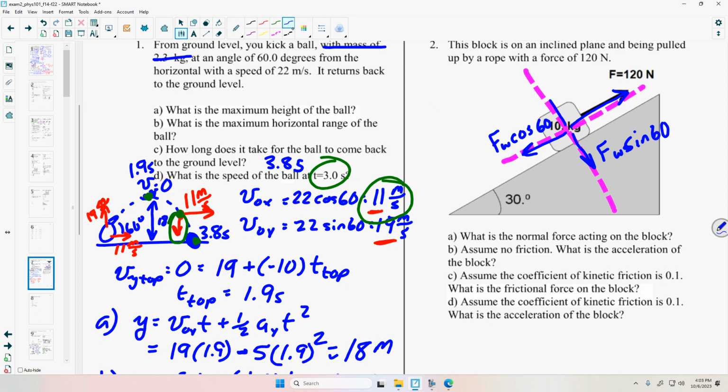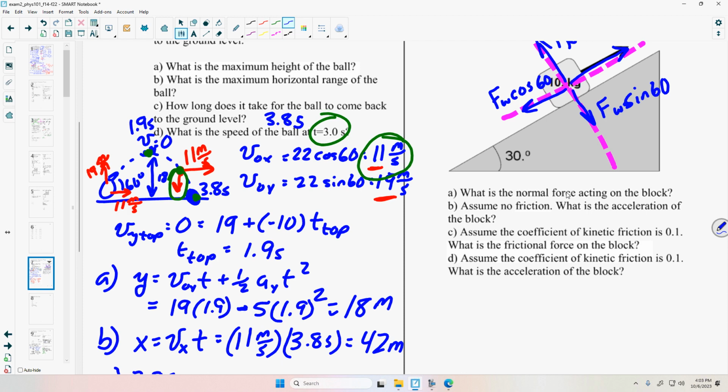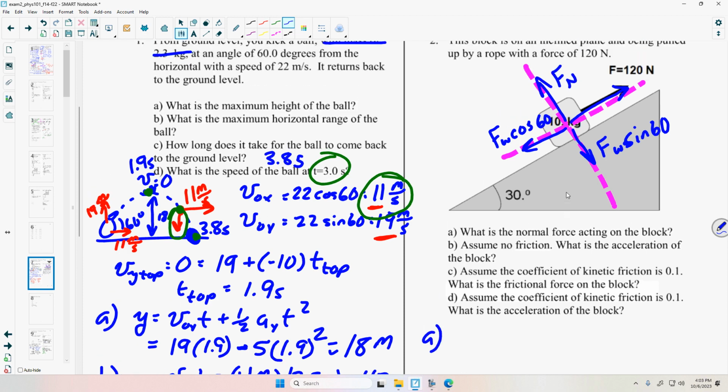Then there's the normal force as well. And that's it for now. The first part assumes no friction, and then later it asks for our friction. So first of all, what is the normal force? Remember, as I'm looking at this, because there's no acceleration in the y direction, I can just say outright that the normal force is equal to FW sine 60. So the normal force is equal to FW sine of 60.